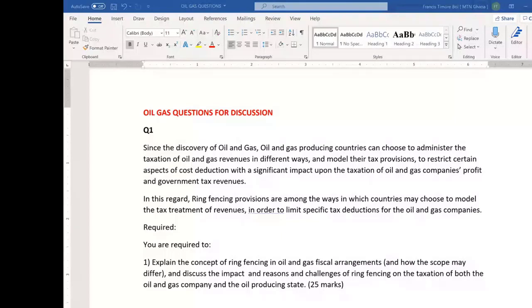You are required to 1. Explain the concept of ring fencing in oil and gas fiscal arrangements and how the scope may differ.